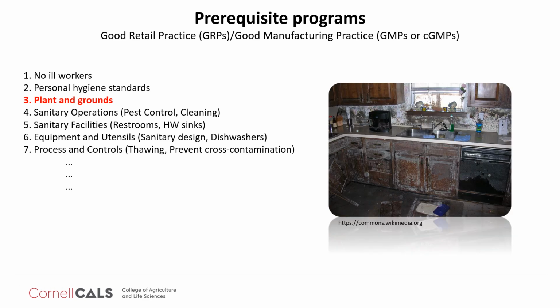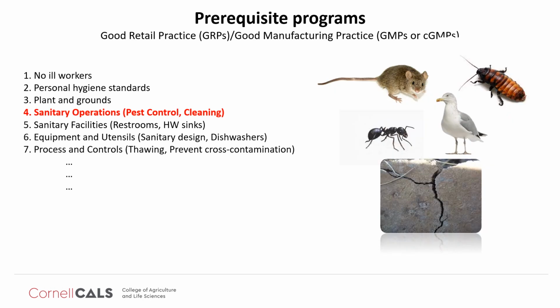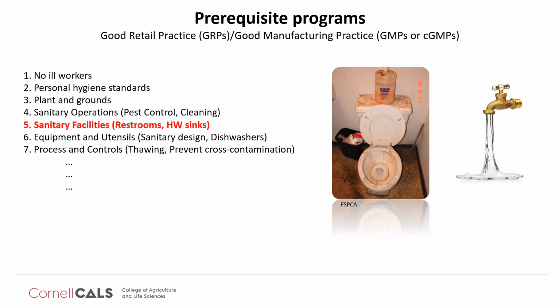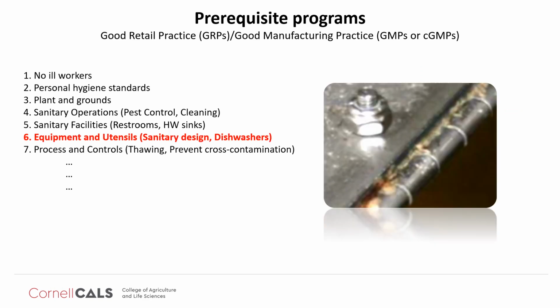Next are plant and grounds. It will be very difficult to make safe food if the establishment is placed in the middle of a swamp and the place is constantly flooded. Or if food contact and non-food contact surfaces cannot be properly cleaned and there are pests running all over the place. If restrooms and hand washing sinks are not clean or even available, or if equipment used to make food does not have a sanitary design that allows equipment to be effectively cleaned, or if required equipment is not available at all. For example, a dishwasher or a 3-compartment sink to wash the dishes, or a refrigerator to keep TCS foods cold.